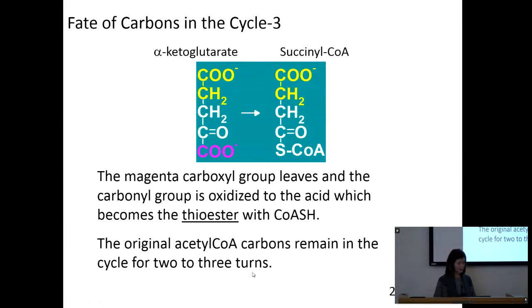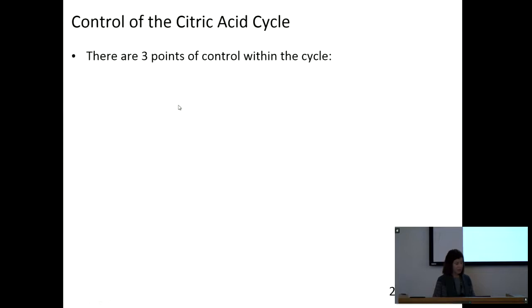Should I say it again? It's important to know that it takes 2 to 3 turns of the citric acid cycle to get those carbons that you put in through the acetyl-CoA out. Let's talk about control.